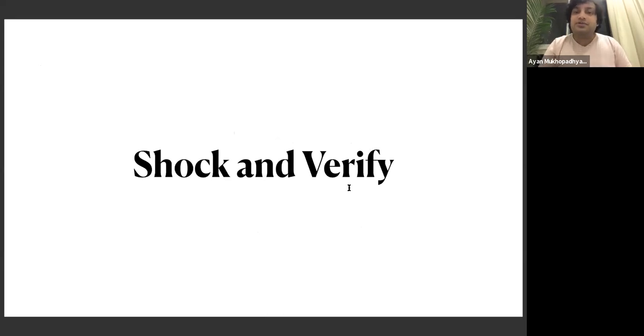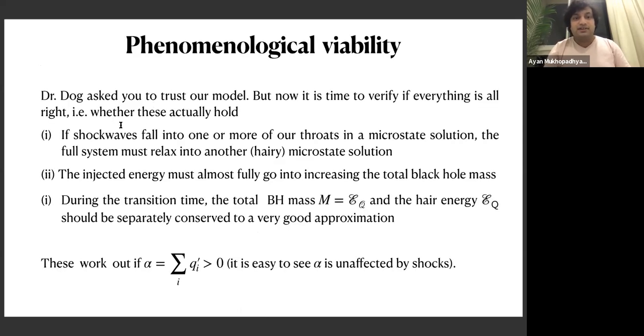Okay, so now I come to the next part, which is why we should believe in our model. What we have to do is see if our model actually walks and talks like a black hole. Dr. Dog actually asked you to trust our model, so I quoted his lyrics, but now we should verify if everything is actually all right. He said everything is all right, but we should actually see. If everything is all right, then these three things must hold. And what are these three things?